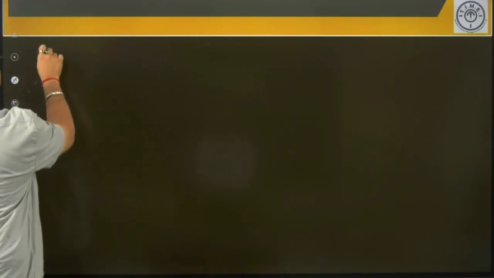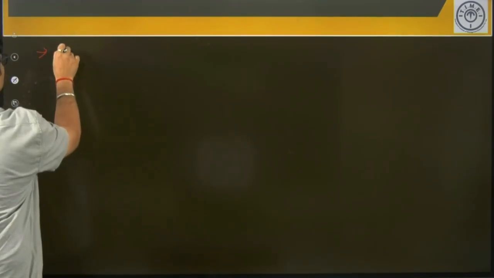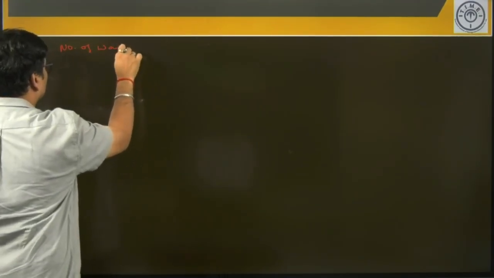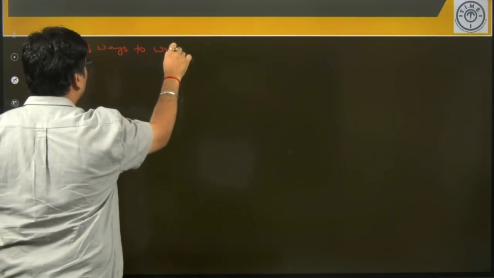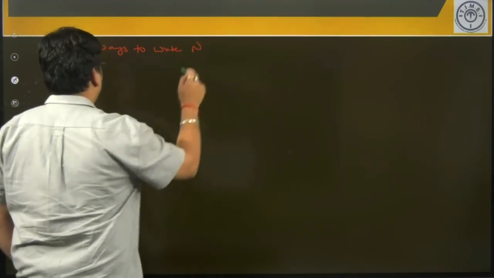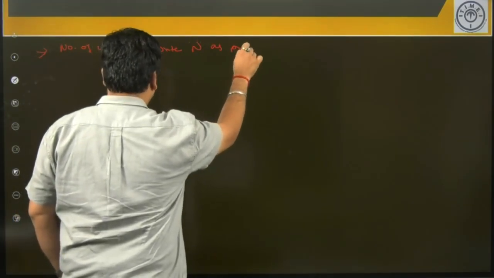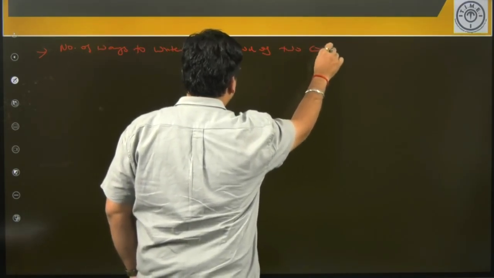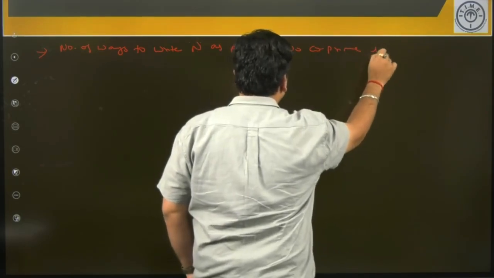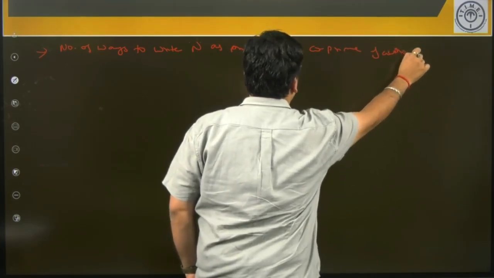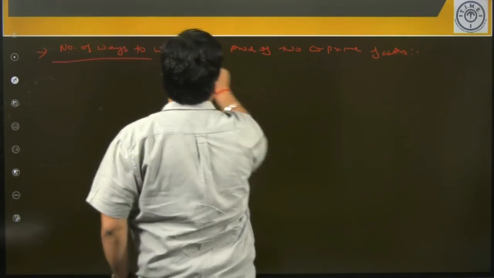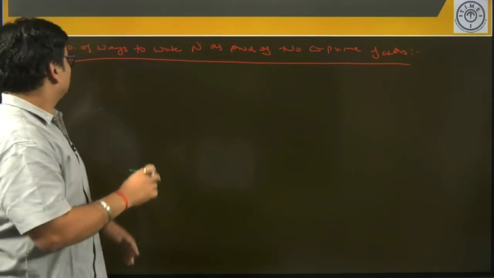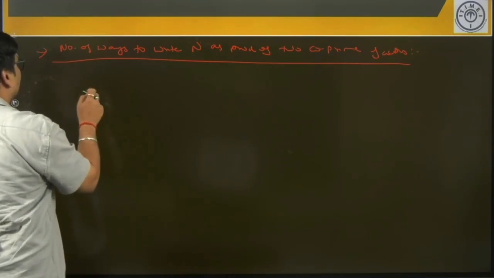Now, the next point: number of ways to write n as product of two co-prime factors. So, what is the number of ways of writing the number n as product of two co-prime factors? So, what will be the number of ways, right?